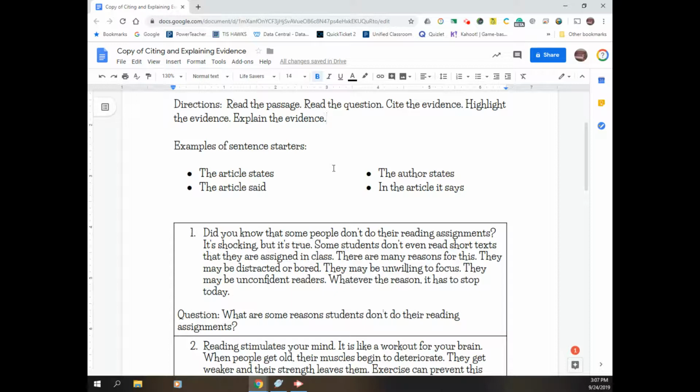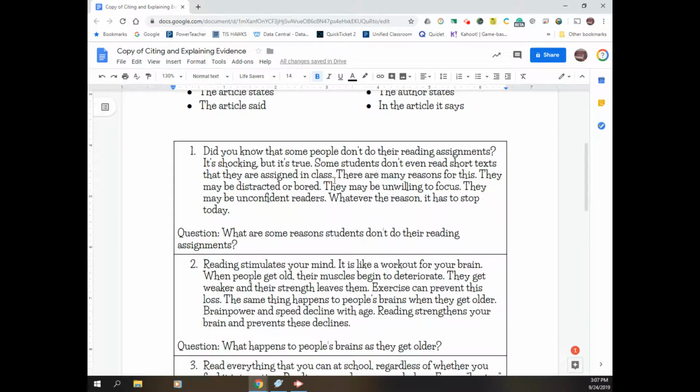All right, so when you're quoting a passage for evidence, these are examples to start your sentence. The article states, the article said, the author states, or in the article it says. These are easy ways to remember how to start your sentence. Okay, let's do number 1 together.